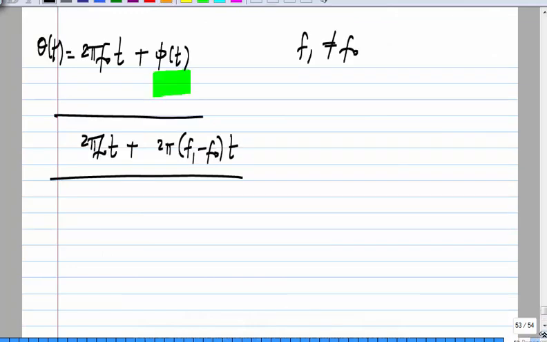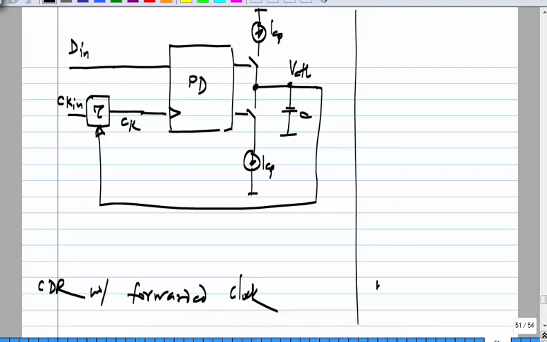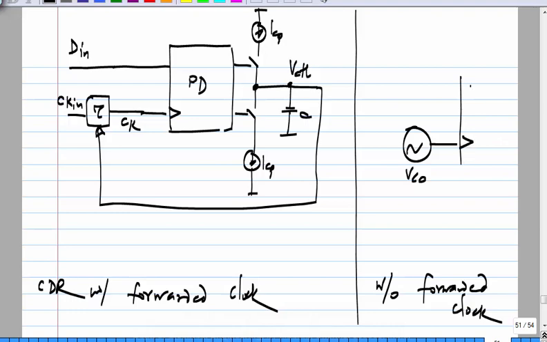So, now let us go back to what we have identified so far. First of all, this is the CDR with forwarded clock, meaning the transmit clock is sent to this. And in the case where we do not have a forwarded clock, we need to have a VCO, voltage controlled oscillator. And let us assume that the VCO generates the clock that operates the phase detector.